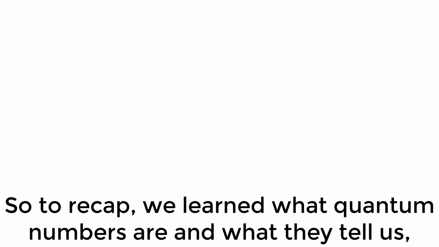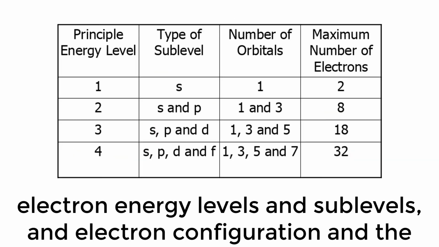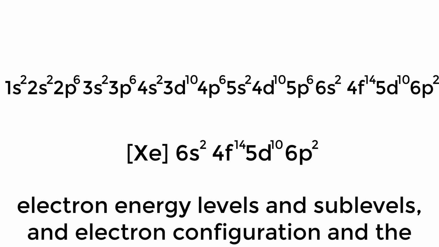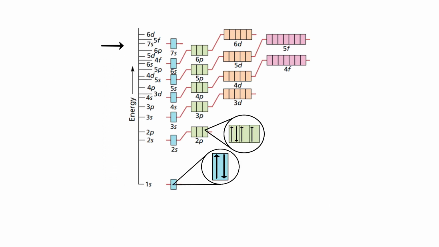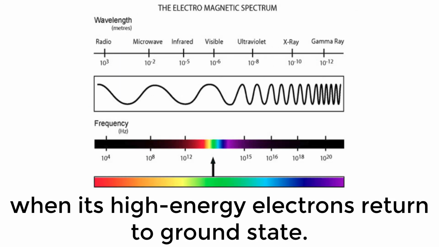So to recap, we learned what quantum numbers are and what they tell us, electron energy levels and sublevels, and electron configuration and the rules that it follows. We also learned that electrons can be in an excited state and give off light when its high energy electrons return to ground state.